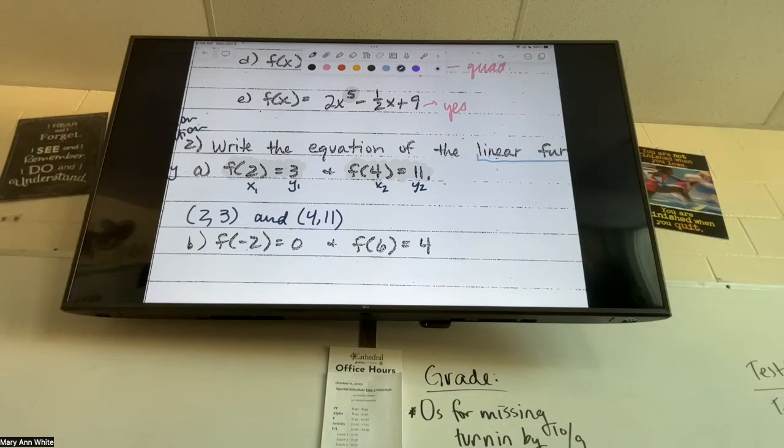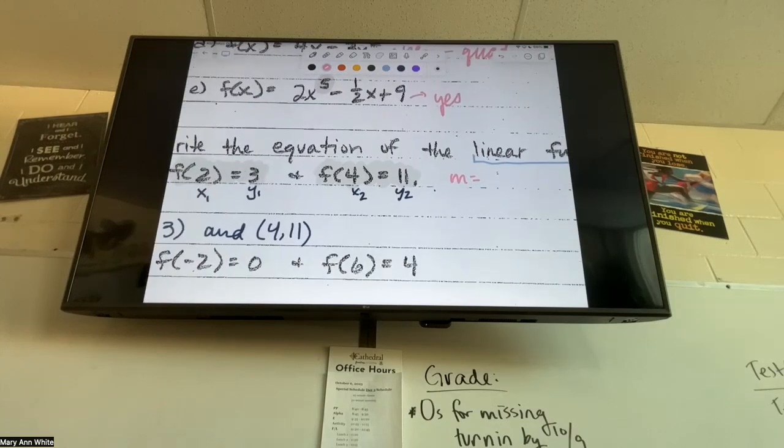Then we'll plug that into our point slope form. So reminder, if we're doing our slope, we're going to do y2 minus y1. I'll do 11 minus 3 over x2 minus x1, 4 minus 2. I get 8 over 2, so I get 4.